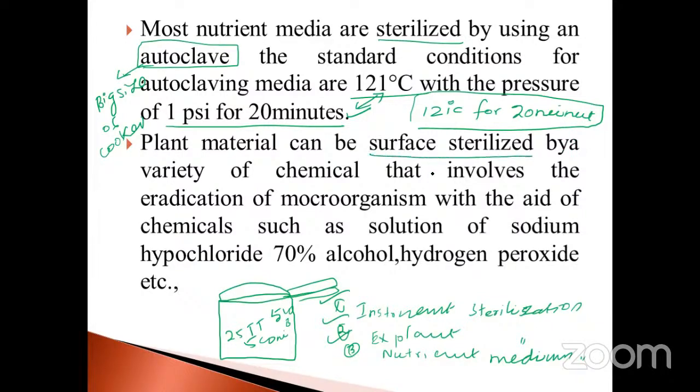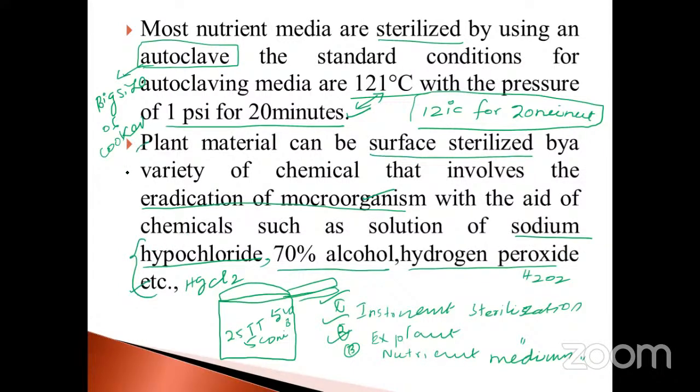Plant material can be surface sterilized by a variety of chemicals that involve the eradication of microorganisms. Already told you, so many chemicals. Particularly with the aid of chemicals such as solutions of sodium hypochlorite, this is the first one, and 70% alcohol. Third one is hydrogen peroxide, H2O2, and also mercuric chloride, HgCl2. So these are the substances used for the eradication of microbes.